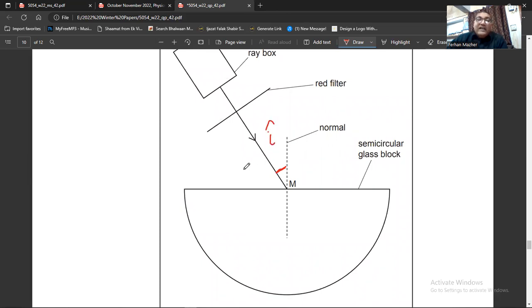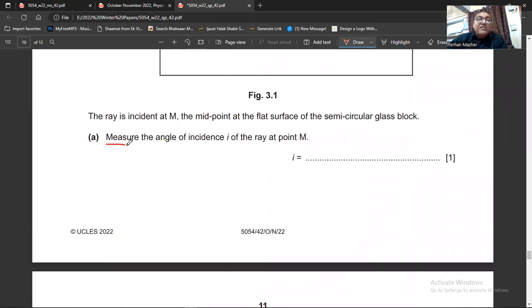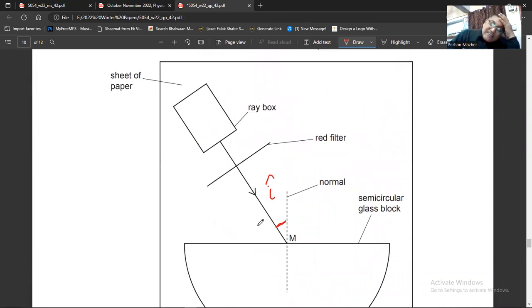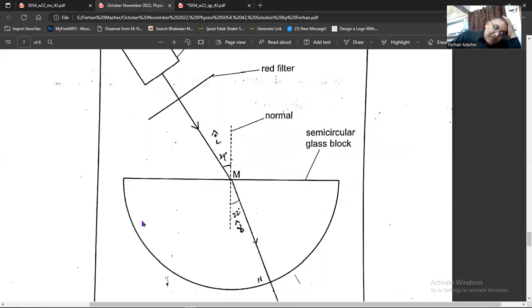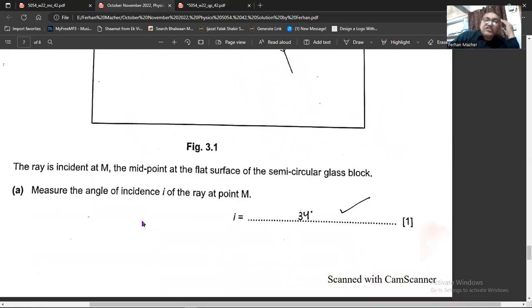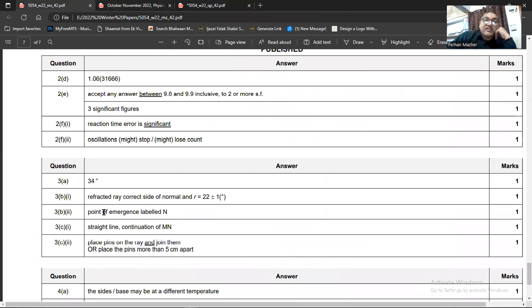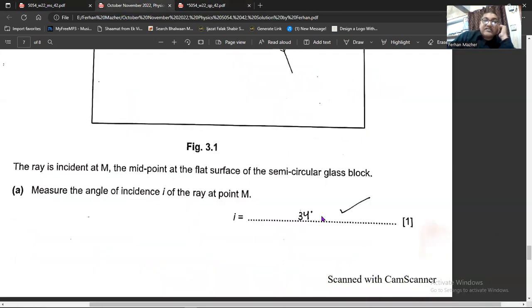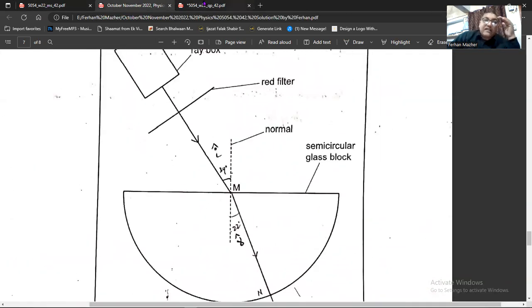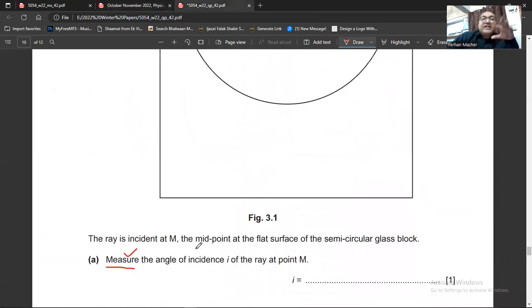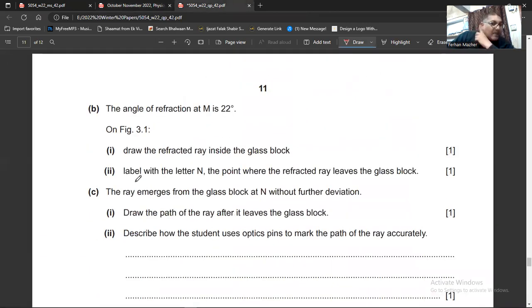Mark this word, he says measure. When he uses this word, it means that using a protractor, measure how much is the angle between the incident ray and this normal. I have done this and I found it to be 34. So this angle is 34 degrees. 34 degrees is the right answer. So we are measuring this angle basically.